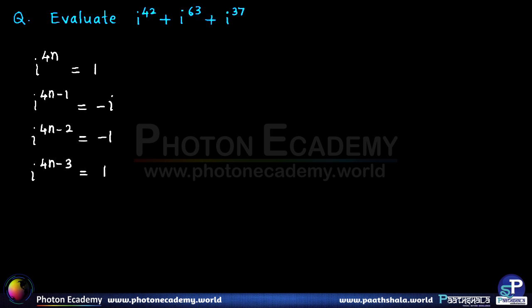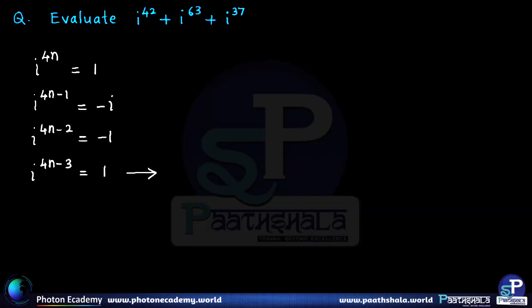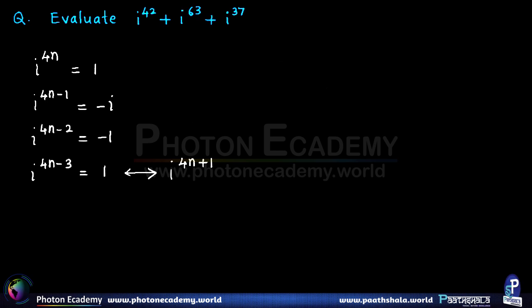Now alternately, if we have some power which is 1 more than some multiple of 4, then that is also equal to 1. So we can have something like 4n plus 1. This is also equal to i only. So looking at the power, we will be able to evaluate the value of the corresponding term.